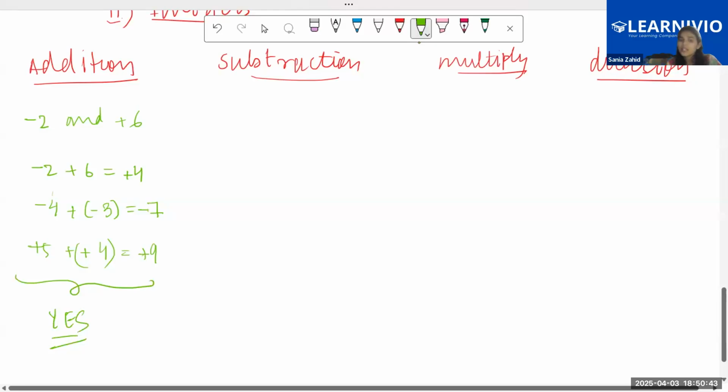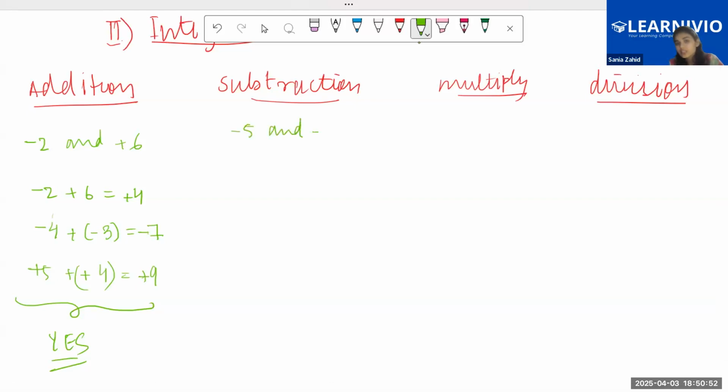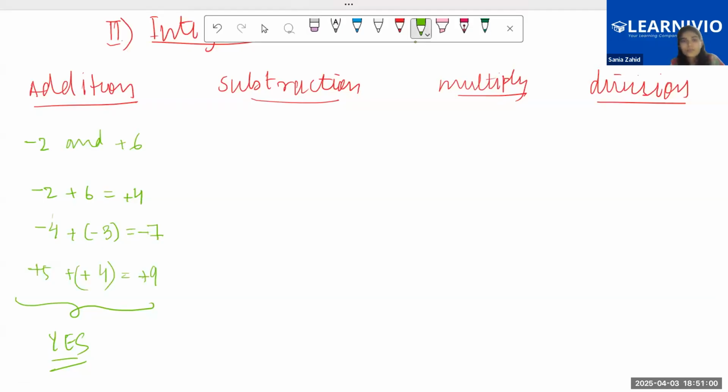Okay, talking about subtraction now. Let's take two positive numbers first. Let's take plus 10 minus plus 7. I subtracted two positive numbers, 10 and 7 I am subtracting. So I get 3. So it's an integer only, ma'am.